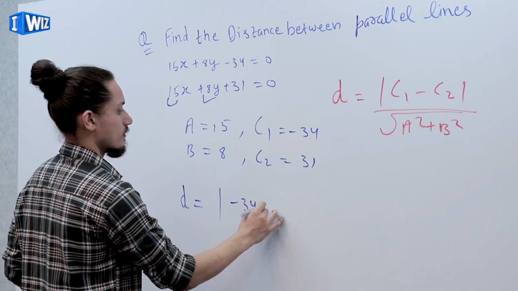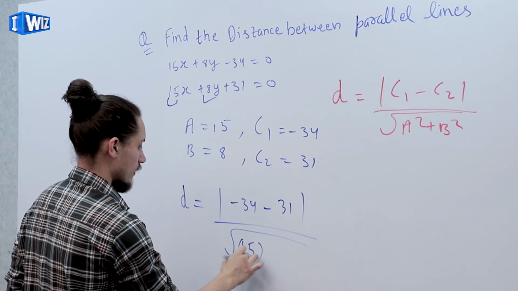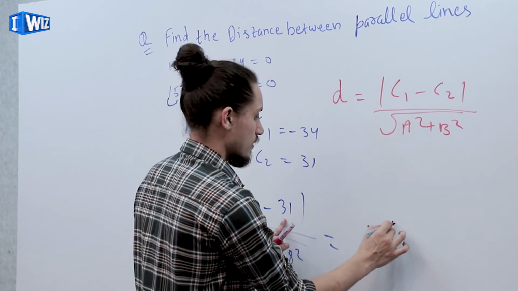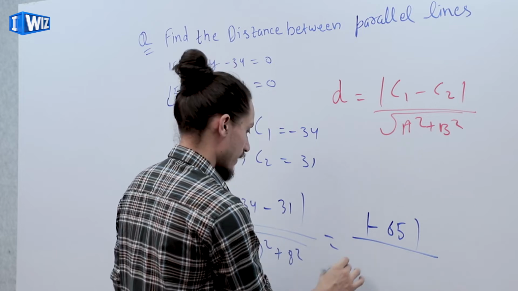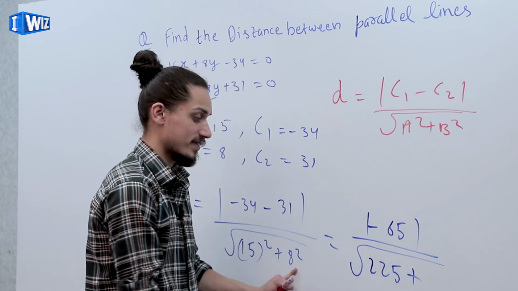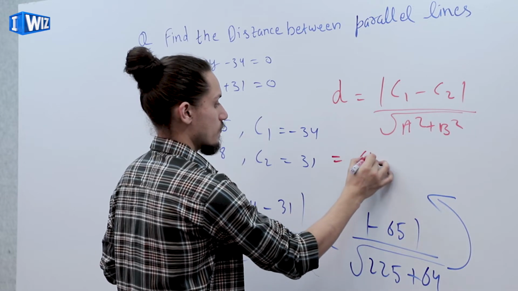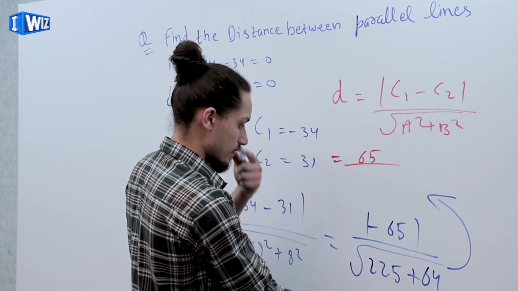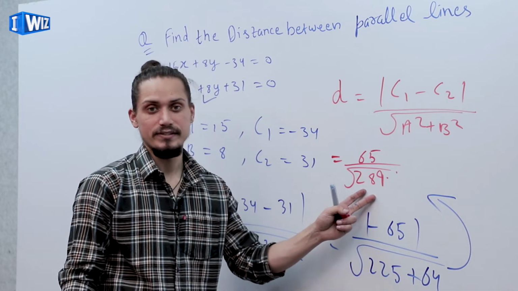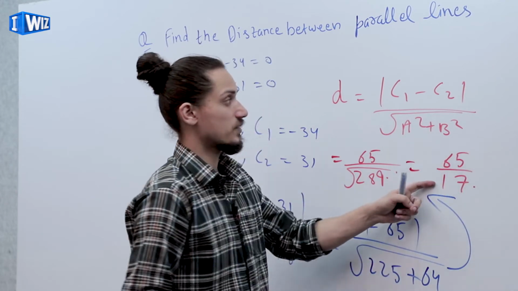Put them in this formula, we get d is equal to mod of minus 34, that is c1 minus c2, that is 31, divided by under the root 15 square plus 8 square, which gives us minus 34 minus 31 gives us minus 65 mod divided by under the root 15 square is 225 plus 8 square is 64. So we get mod of 65 gives us 65 divided by 225 plus 64 gives us 289 under the root. Now 17 square is equal to 289, so we get 65 upon 17, which is the distance between these two parallel lines.